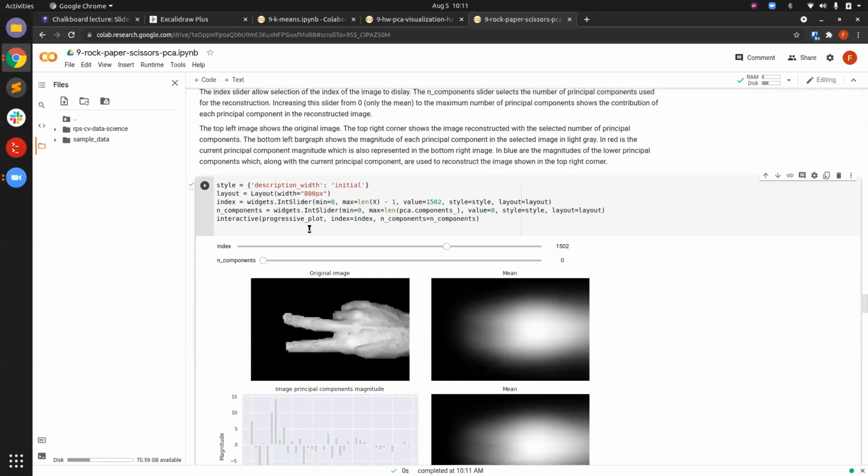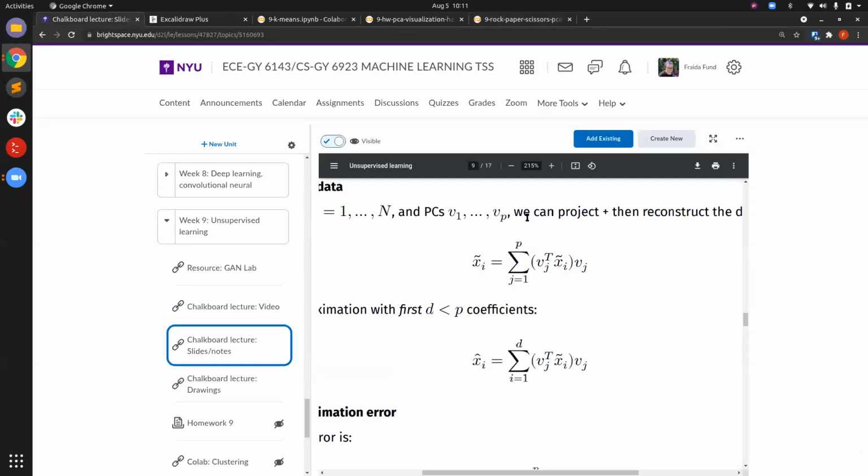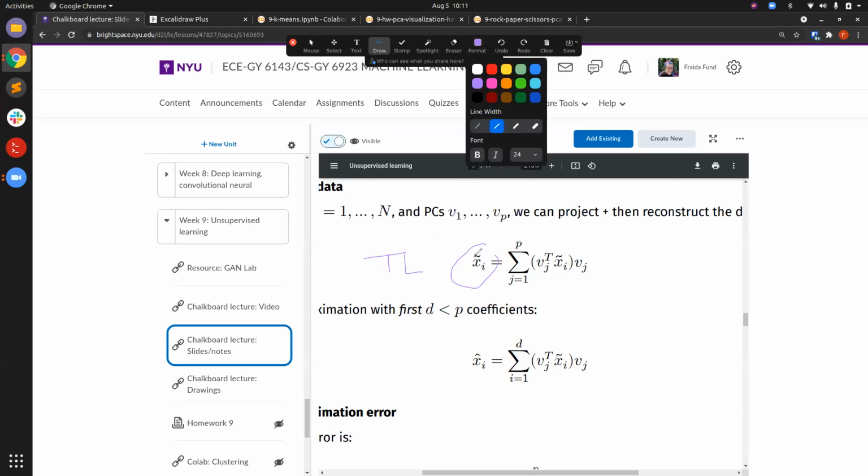Once again, just to remind you, this quantity is going to be on the top left. This is the original image. It's not actually the mean removed image on the top left, it's just the original image. The reconstructed image is going to be on the top right.